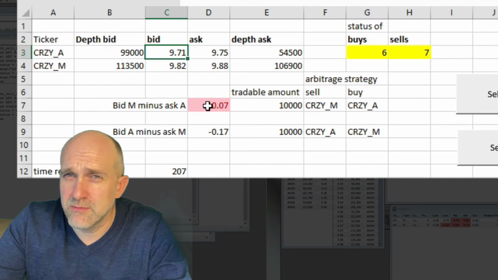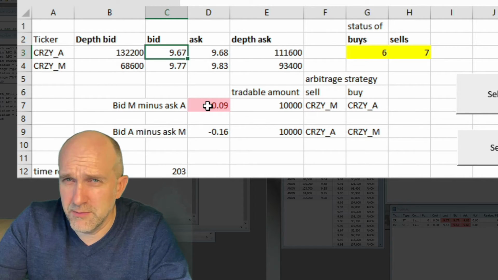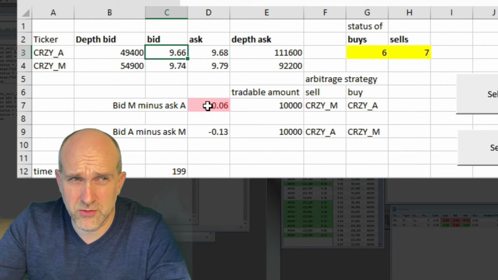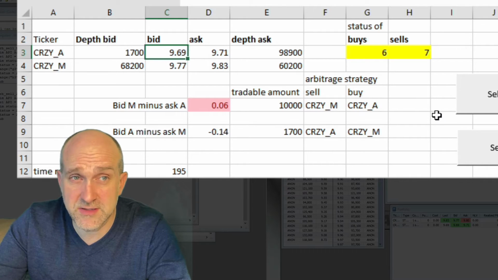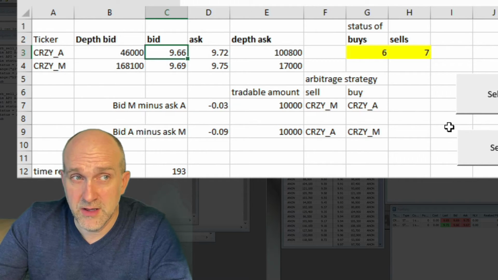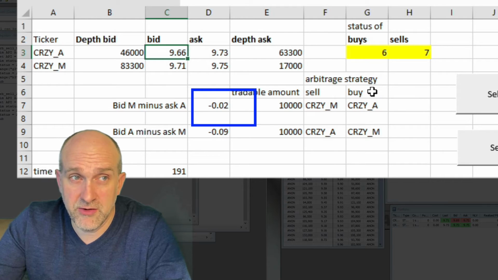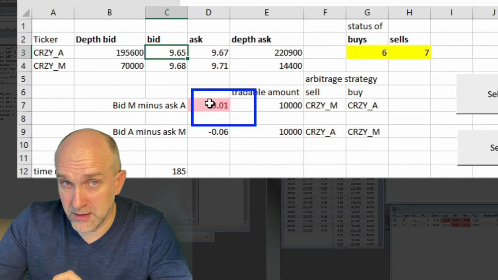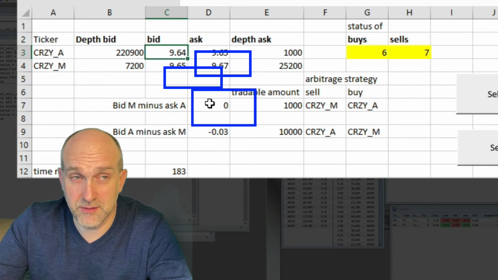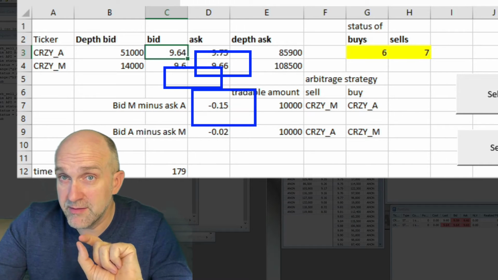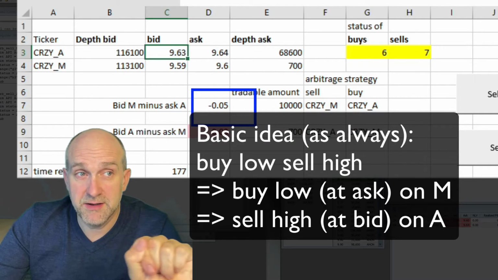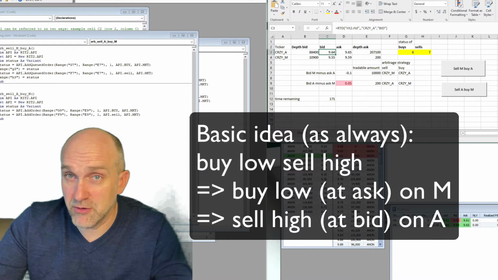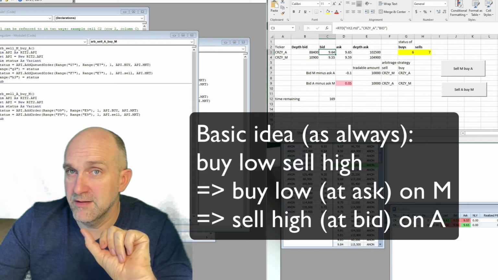In the last class, we didn't go to the point where you had to write a macro. In this class, we're going to do this, but I had a separate video on that, so I'm not going to explain it in this one. Suffice to say that I have made a button for myself, which basically means that when the situation arises where this number here, the bid price on market M minus the ask price on market A, is a positive number, that means that I can buy on market A for less money than I would be able to sell it for on market B. That is an arbitrage opportunity.